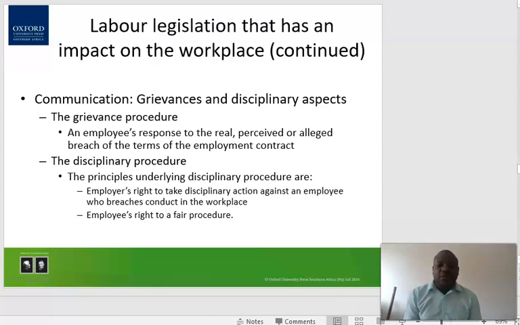It also provides for communication in terms of grievances and disciplinary aspects, how grievances ought to be handled, and how disciplinary aspects also ought to be handled in an organization.